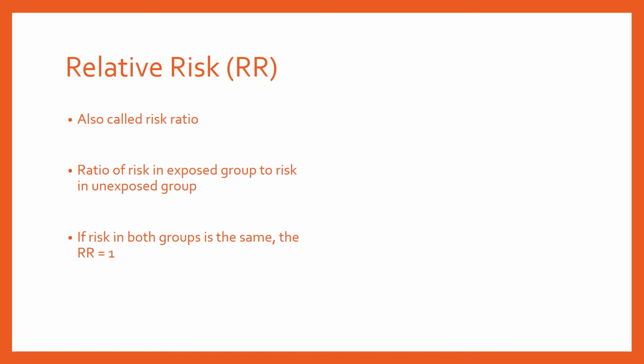Okay, so now let's talk about relative risk. Sometimes this is called risk ratio. It means the same thing. You're going to see it abbreviated as RR, and it is simply a ratio of risk in the exposed group to the unexposed group. So instead of subtracting, now you're dividing. That's really all it is. If the risk in both groups is exactly the same, you'd get a relative risk of 1.